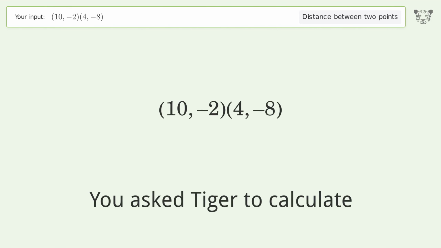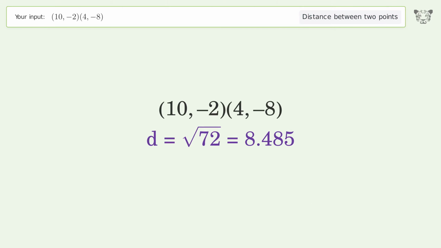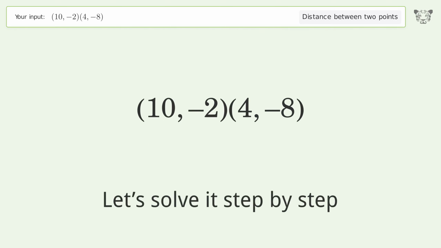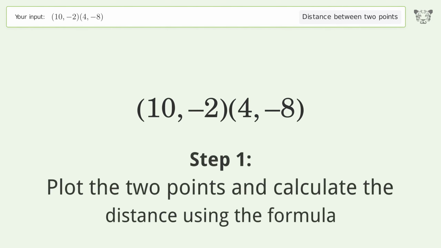You ask Tiger to calculate. This deals with the distance between 2 points. The distance between the 2 points is the square root of 72, or 8.485. Let's solve it step by step. Plot the 2 points and calculate the distance using the formula.